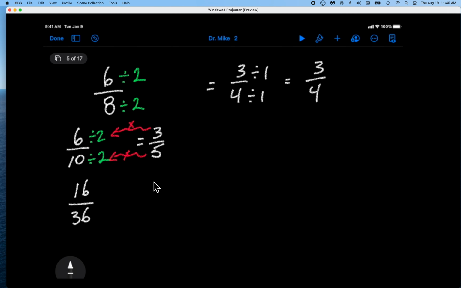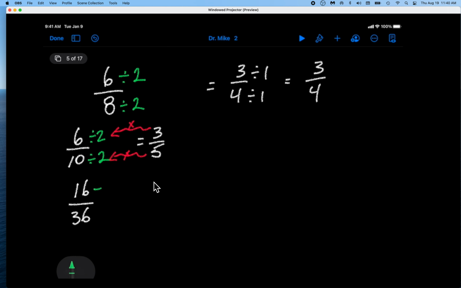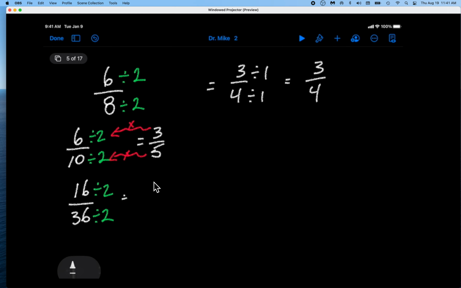16 out of 36. 2 even numbers. I'm going to try green number 2. 16 divided by 2 is going to give us 8.